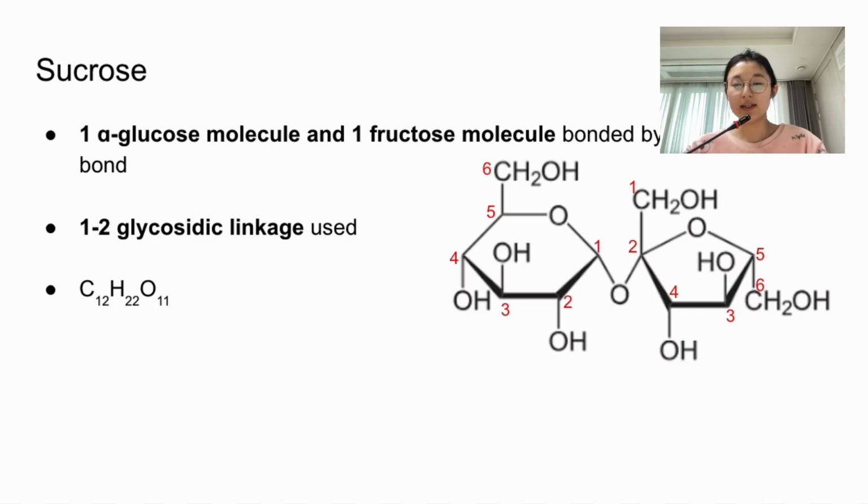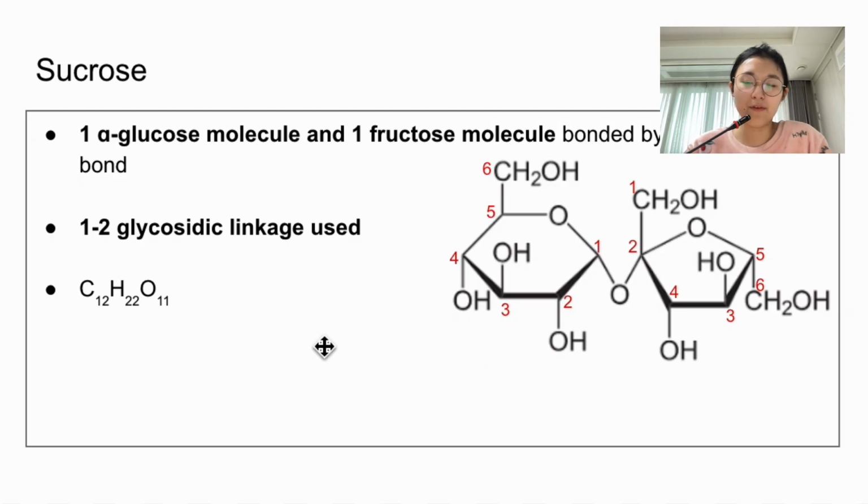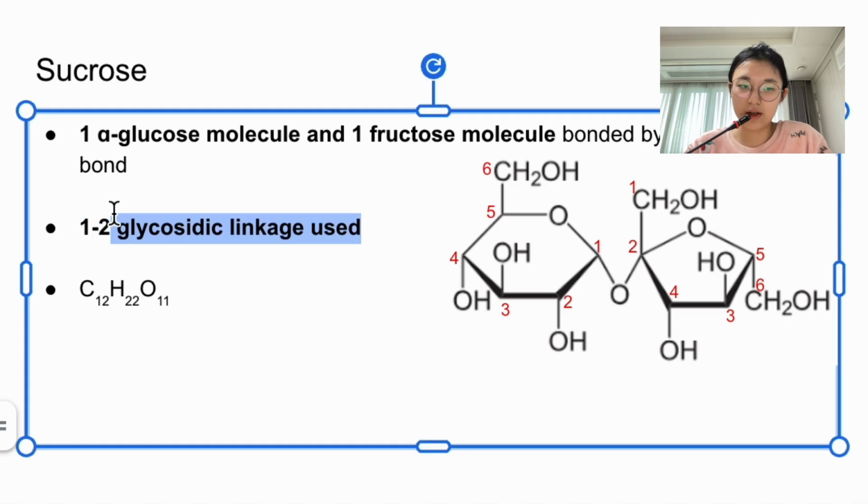Right. The second disaccharide that we're going to talk about is sucrose, and it's formed when 1 alpha glucose molecule and 1 fructose molecule bond together. And the 2 monosaccharides are joined by a 1,2 glycosidic bond. This isn't necessarily the most common, but a 1,2 glycosidic bond specifically concerns the first carbon of the alpha glucose and carbon 2 of fructose. They join together in this manner in order to form a 1,2 glycosidic linkage.